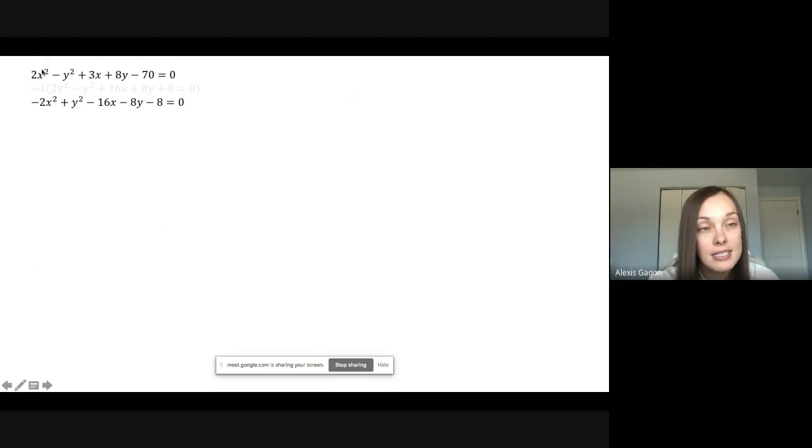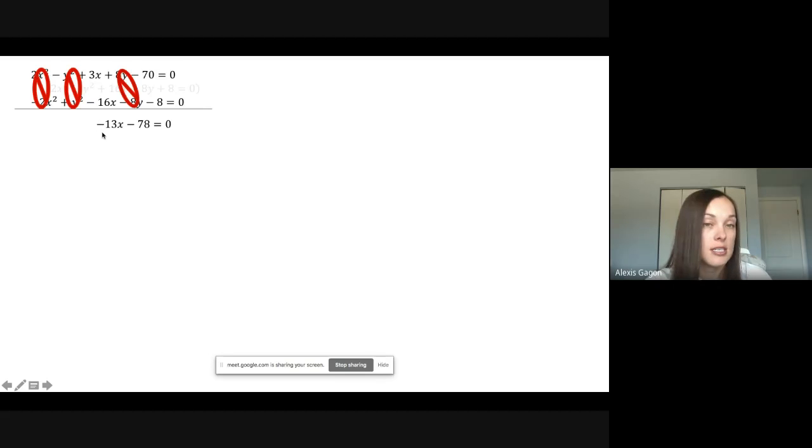And then if we add these together, those are going to cancel, those are going to cancel, those are going to cancel. So here, all three of those things cancel. 3x minus 16x is negative 13x. Negative 70 minus 8 is negative 78, and that equals 0. Add the 78 over, and you get negative 13x equals 78. Divide by that negative 13, and you get x equals negative 6.